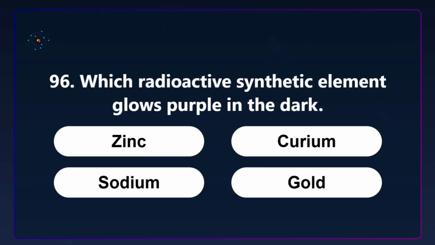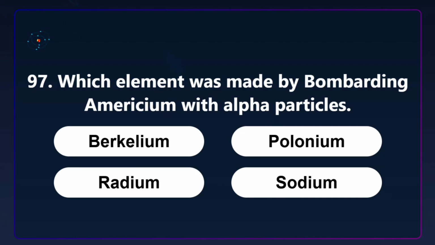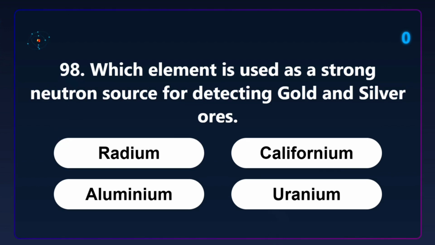Question 96. Which radioactive synthetic element glows purple in the dark? The answer is curium. Question 97. Which element was made by bombarding americium with alpha particles? The answer is berkelium. Question 98. Which element is used as a strong neutron source for detecting gold and silver ores? The answer is californium.